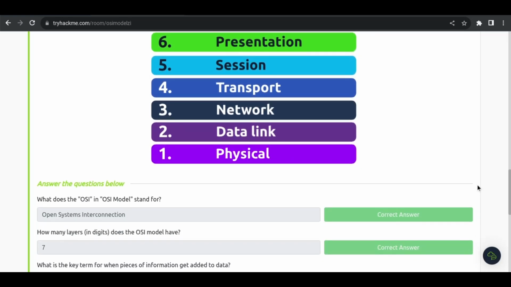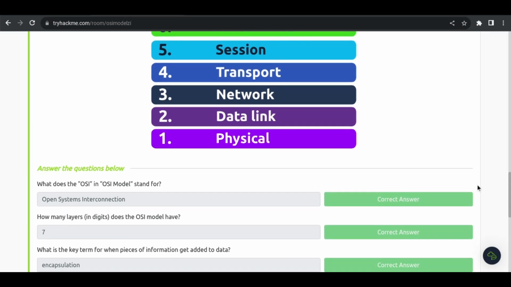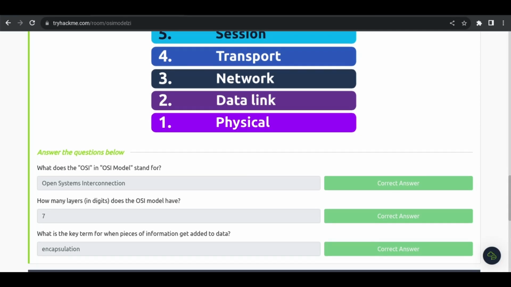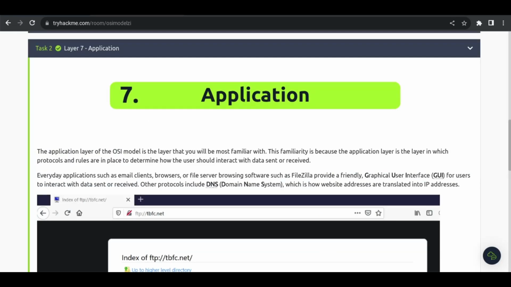Third question. What is the key term for when a piece of information gets added to the data? And that is encapsulation. And that concludes this portion of this segment. Now it's time to move on. Moving on to task 2.